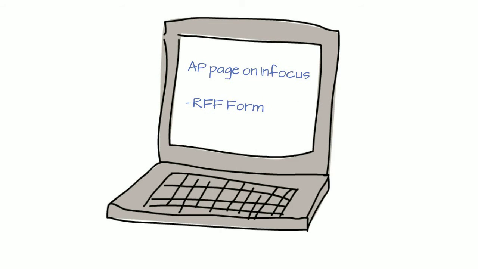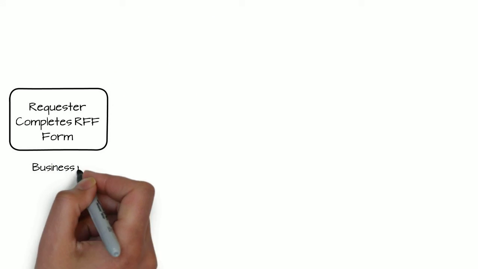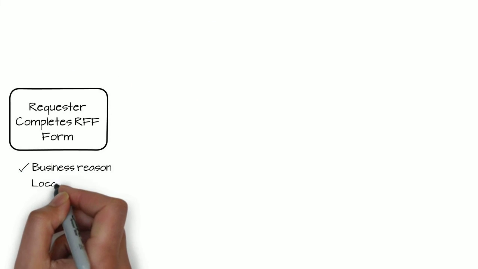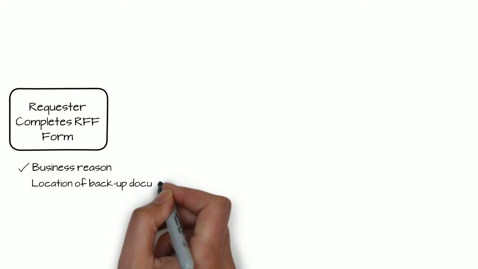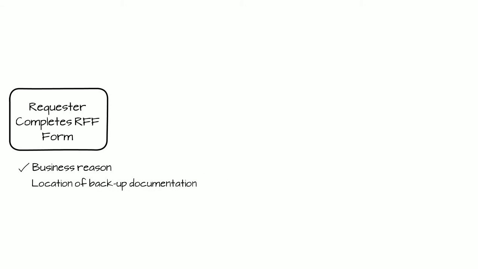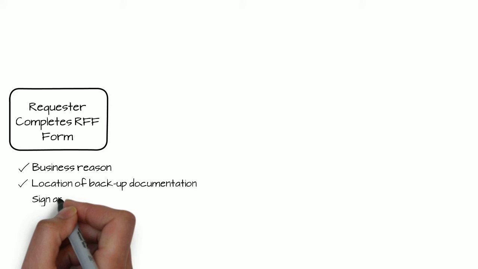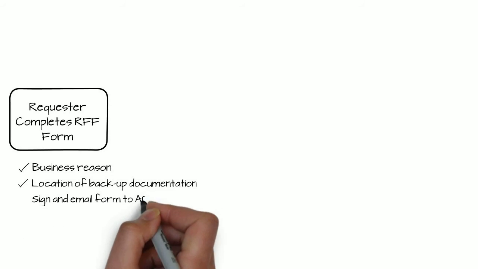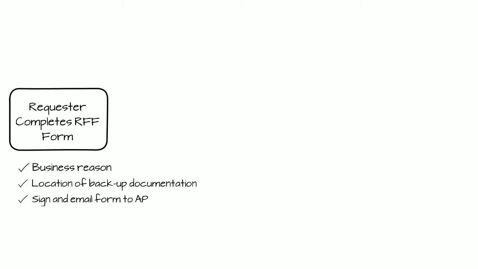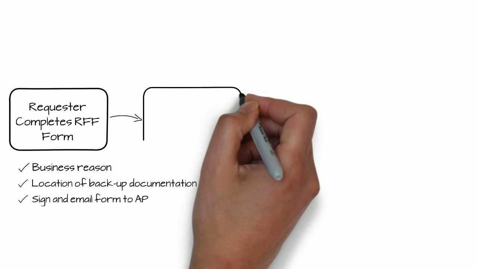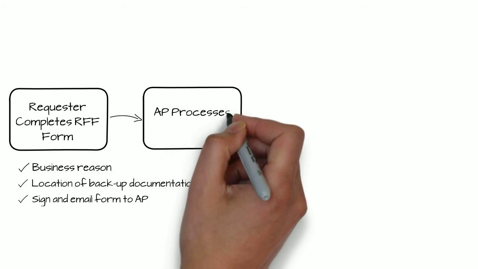On the RFF form, you must include a business reason for making this payment and provide the location of backup documentation in case it is required by audit. The requester must sign the form, then email the RFF to accounts payable. AP reviews the form and communicates with the requester to have them fix any errors on the form. When the form is accurate and complete, AP processes the RFF in SAP as a non-PO.